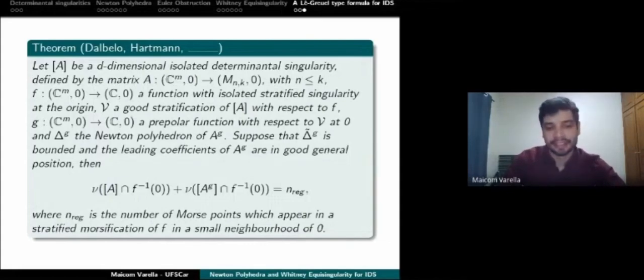The key point to prove this theorem is to observe that A_g is not always a determinantal singularity. However, since delta_g tilde is bounded and the leading coefficients of A_g are in good general position, then by the multiplicity theorem that we presented earlier, A_g is a determinantal singularity. Thus, we can relate the vanishing Euler characteristic of the fiber, both of A and A_g, with the Brasselet number. And the difference between Brasselet numbers gives the number of Morse points in a stratified morsification of f in a small neighborhood of 0, and that is our theorem.